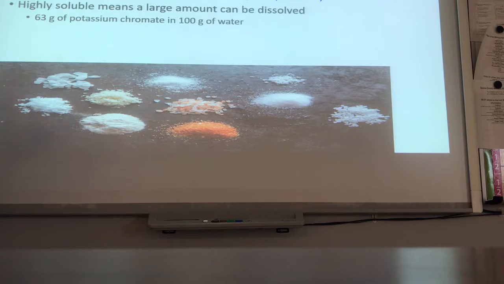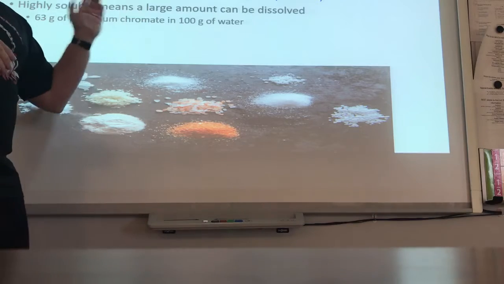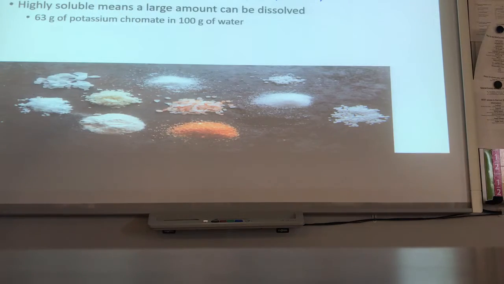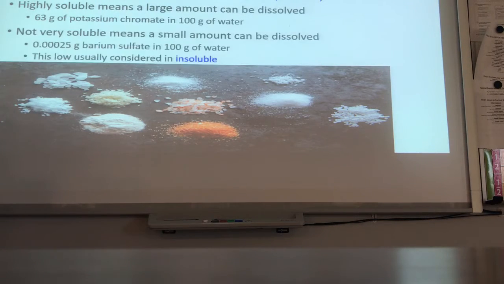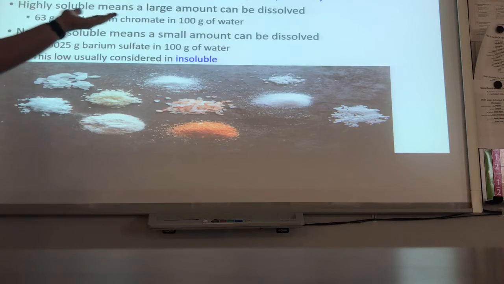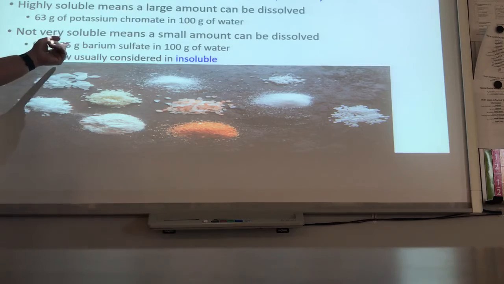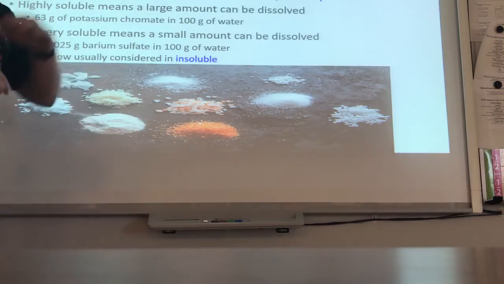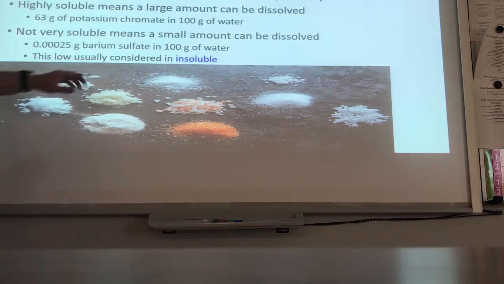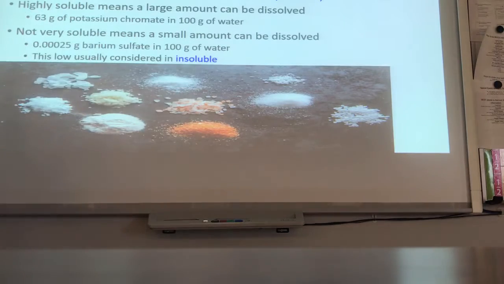Highly soluble means a large amount can be dissolved. So 63 grams of this potassium chromate in 100 grams of water. That's highly soluble. Not very soluble means a small amount can be dissolved. Like 0.00025 grams of barium sulfate in 100 grams of water. If it's this low, it's said to be insoluble or not soluble at all. Of course, there's things that range from the very high to the very low.